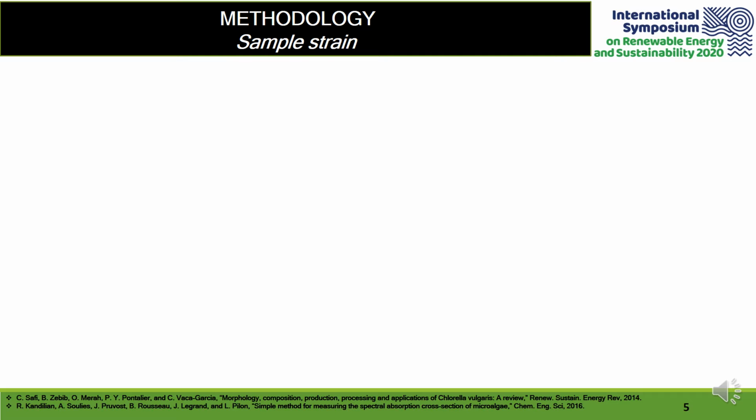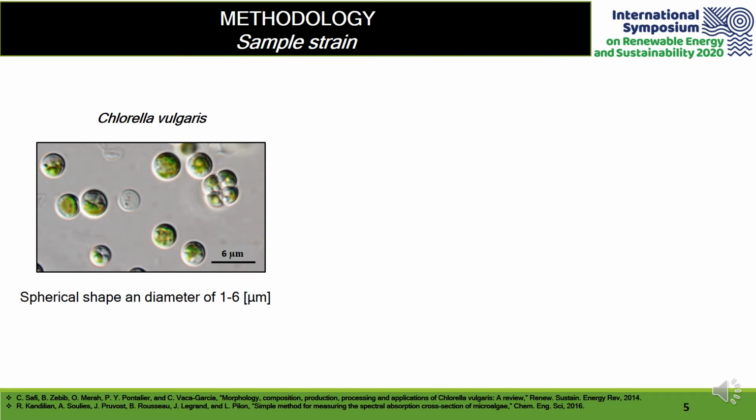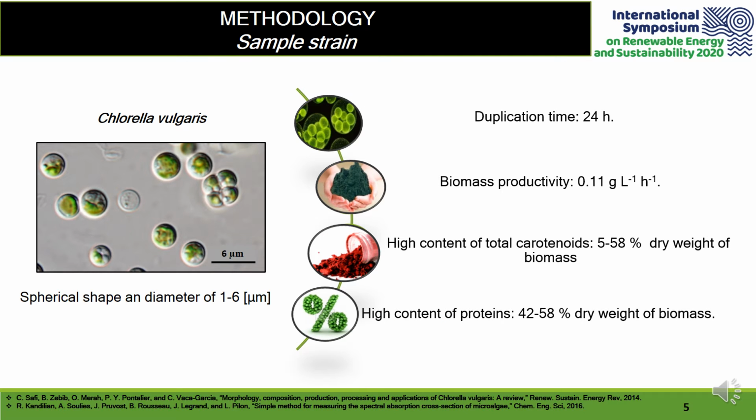Methodology. The initial point was the selection of the microalgae strain. Chlorella vulgaris UTEX 2714 strain was selected due to the following interesting characteristics. Duplication time of 24 hours, high biomass productivity of 0.11 grams per liter per hour, high content of total carotenoids from 5 to 58% of dry weight of biomass, and high content of proteins from 42 to 58% of dry weight of biomass.